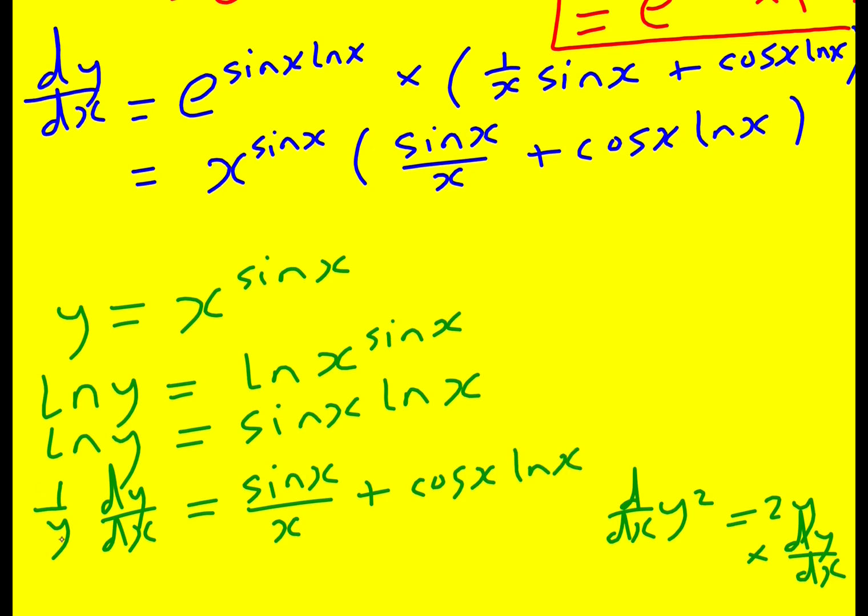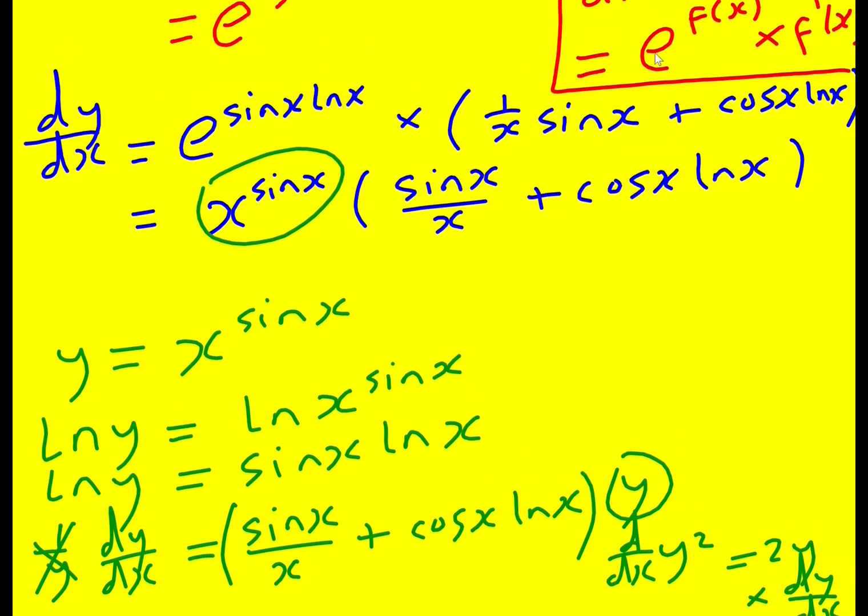And then if I was to times through by y, well, remember y is this x to the sine x. I get the same thing as before. So it's pretty neat. Whenever you have something like this, it's actually an alternative, potentially simpler route to what I had to do over here.